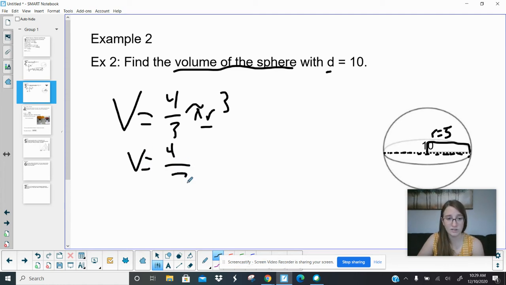We got 4/3 pi. Our R is 5, not 10. And again, be careful that you're using 3.14 for pi. So this is 4/3 times 3.14 times 5 cubed. Again, you'll probably want to use Desmos because we're dealing with that fraction there. Oops, did I do that correctly? Just to make sure. Yes, okay.